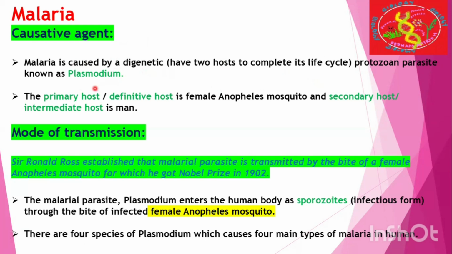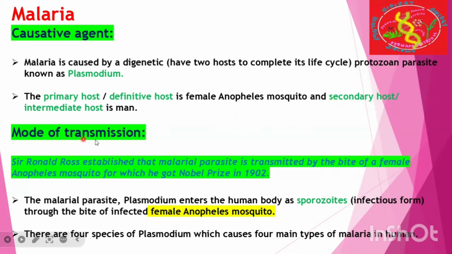Now, what are these two hosts? First is primary host or definitive host, which is female Anopheles mosquito. And secondary host or intermediate host is human being. So students, why is female Anopheles mosquito known as primary host? Because here Plasmodium sexual stages resulted, while human is secondary host or intermediate host because here Plasmodium's asexual stages resulted.